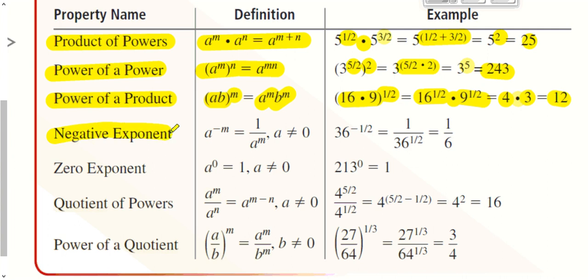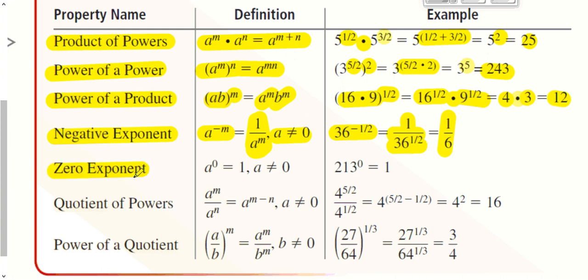Negative exponent rule. If I have a to the negative m power, anytime you have a negative m or a negative power of any kind, then you are going to, I like to say, cross the line, change the sign. So we're going to drop a to the m to the bottom of the fraction, and it's going to become a positive m, as long as that a value is not 0. So we have 1 over a to the m power. For example, 36 to the negative 1/2 will become 1 over 36 to the positive 1/2, which simplifies to 1/6. And we will always simplify these.